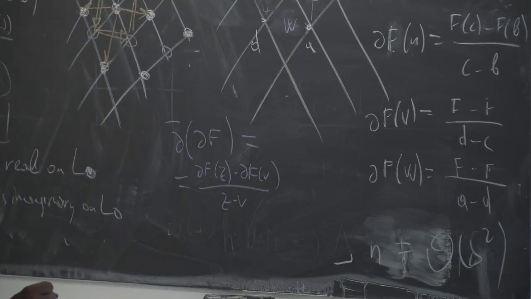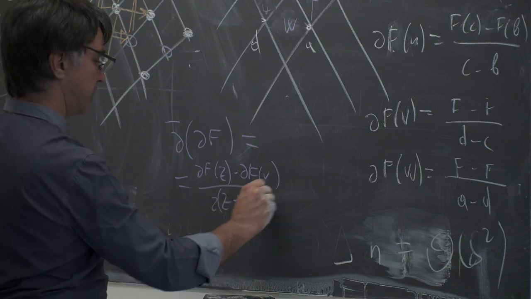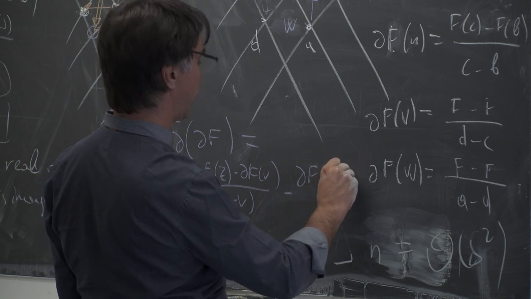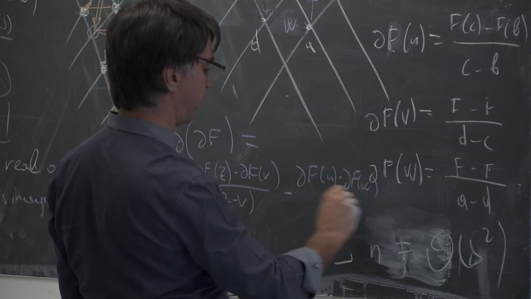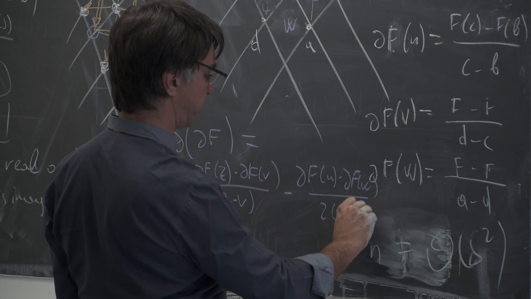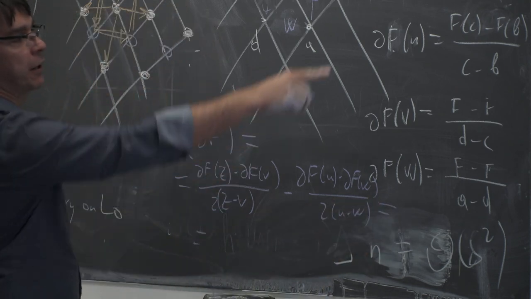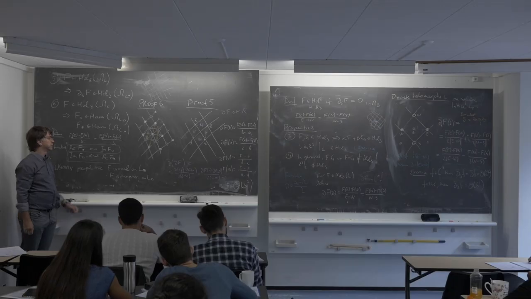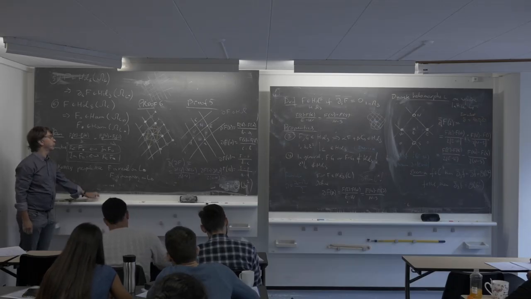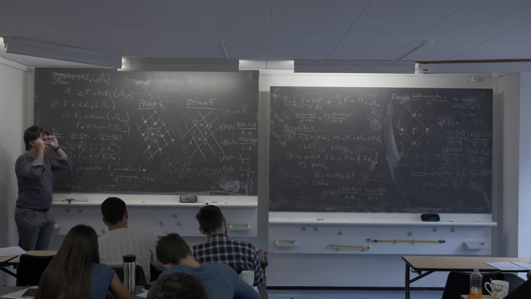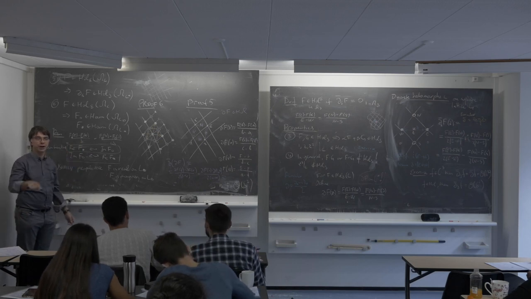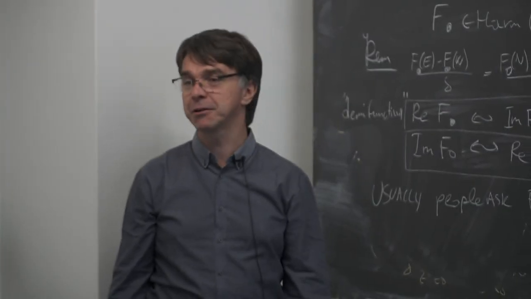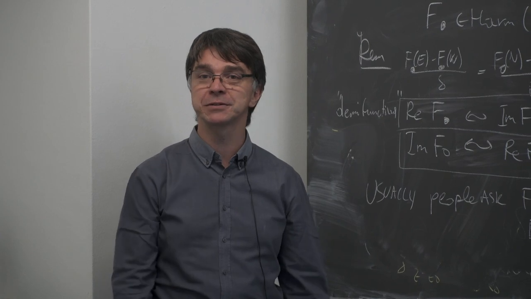Was there one half? Yes. Minus df of u minus df of w divided by twice u minus w. And then you just plug in these values and everything miraculously will cancel out. You can also do it graphically, but I don't know what is more reassuring, doing it graphically or doing the formula and seeing that everything cancels out. If it doesn't cancel out, it means that you are bad with arithmetic.